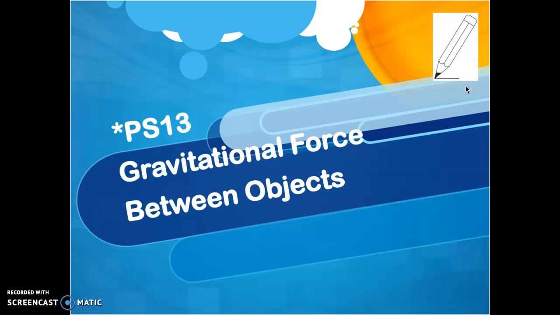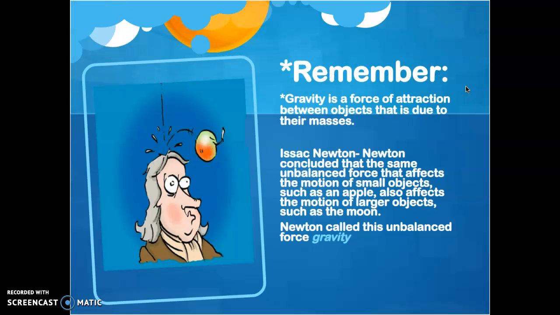Okay, so today is PS13. We're going to continue thinking about gravitational force and talk about how it varies between objects. Just a quick reminder, you don't have to write this one down. Gravity is the force of attraction between objects due to their mass. Isaac Newton is known for coming up with the theory behind gravity, and he thought about this both in terms of small objects that are close to Earth, like the apple is the classic example, and then also things that he could see in space.